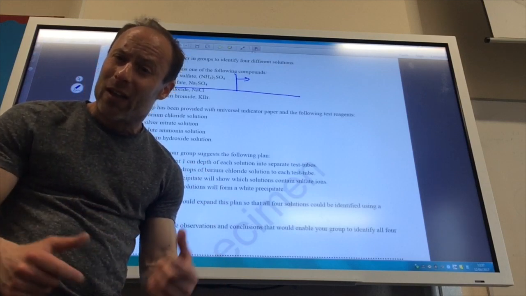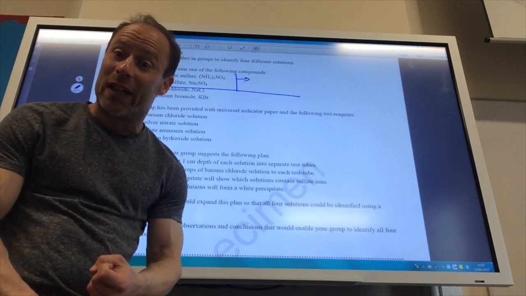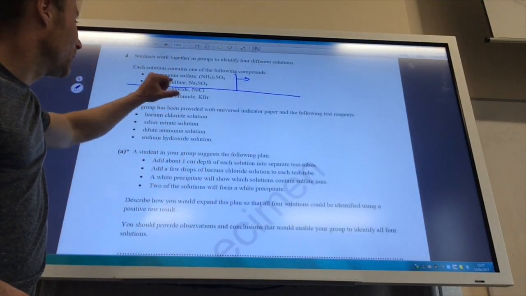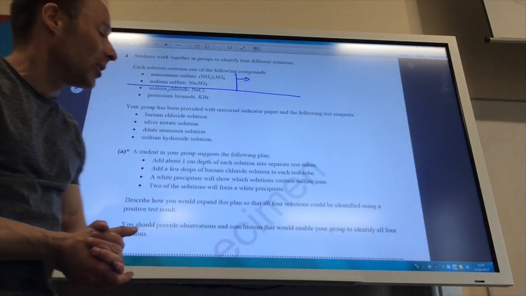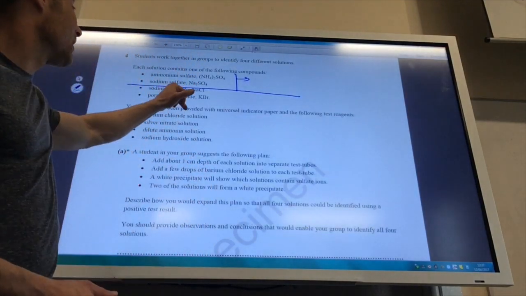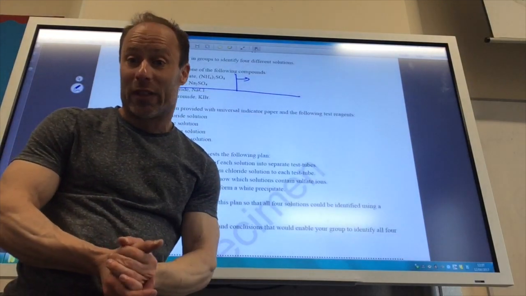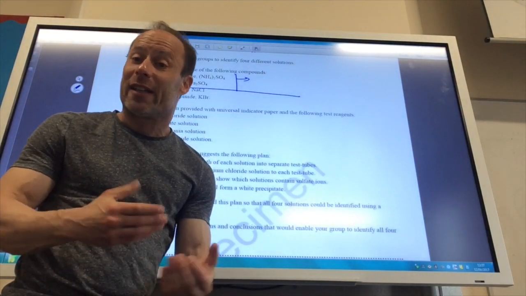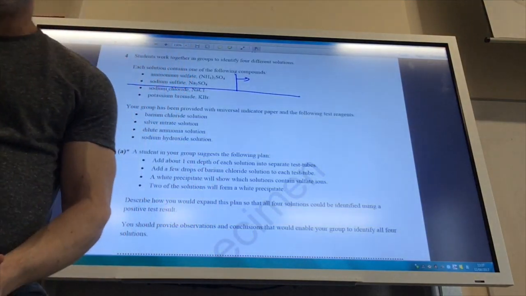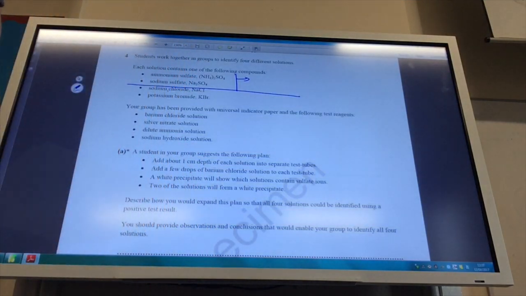So what do we add? We then add dilute ammonia, and silver chloride, which is produced when I add silver nitrate to sodium chloride, will dissolve in dilute ammonia, whereas silver bromide will not dissolve in dilute ammonia. So that would tell those 2 apart. So I'd be able to tell all 4 solutions apart.